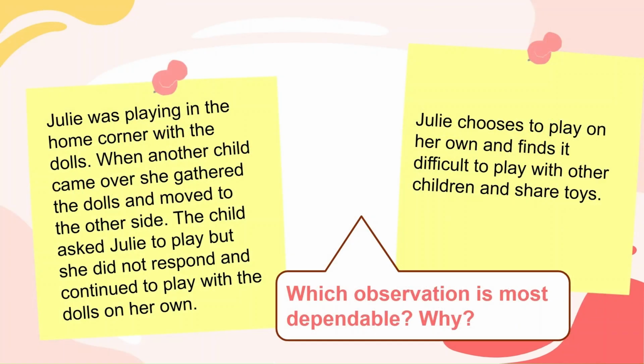Let's look at some examples of an observation. Julie was playing in the home corner with dolls. When another child came over, she gathered the dolls and moved to the other side. The child asked Julie to play, but she did not respond and continued to play with the dolls on her own. Alternatively, Julie chooses to play on her own and finds it difficult to play with other children and share toys. These are two observations of the same experience, but written differently. Consider which one is more dependable and why. You may want to pause the video here and consider this for a few moments.